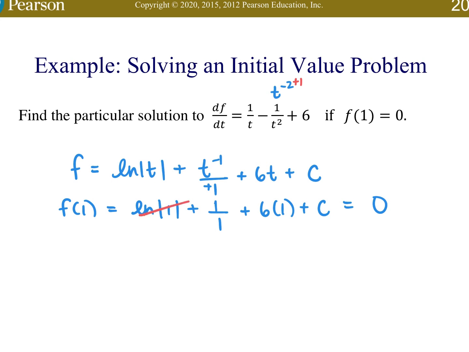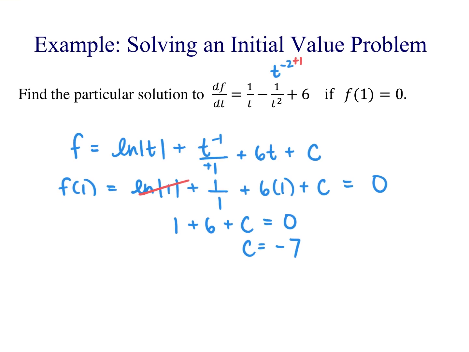Now the natural log of 1 is 0, and 1 over 1 plus 6 plus c equals 0. So c turns out to be -7. So the particular solution to this equation would be the natural log of t, absolute value, plus the fraction 1 over t, plus 6t, and then minus the value of 7.